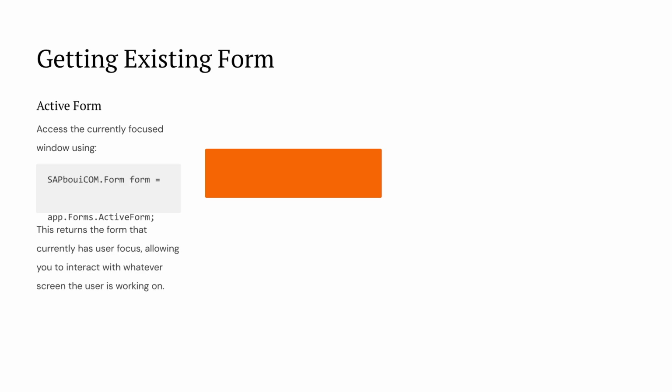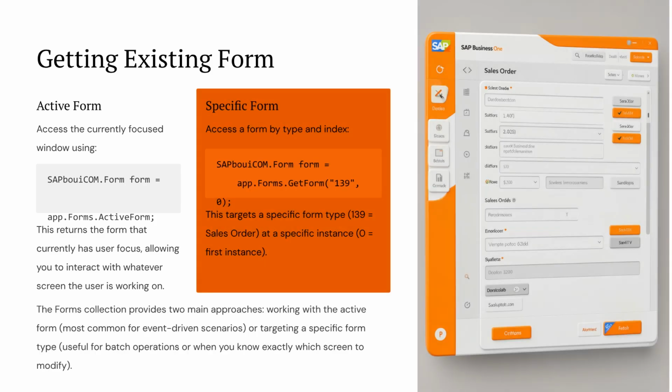The forms collection offers two main ways to access forms: the active form and a specific form. Active form accesses the currently focused window, useful for event-driven scenarios. Specific form allows you to target a form by its type, like 139 for sales order, and instance index, which is useful for batch operations.